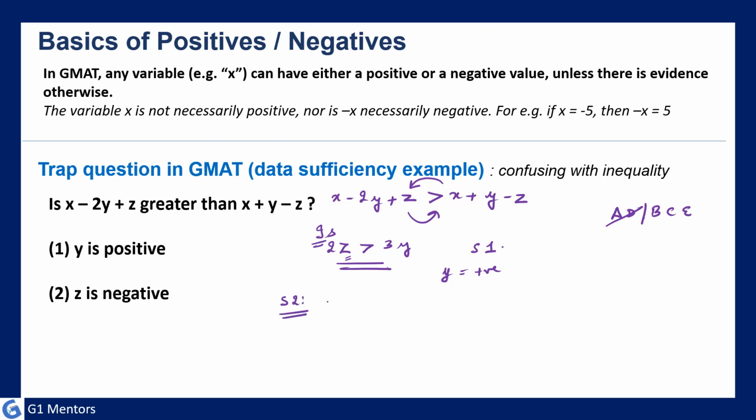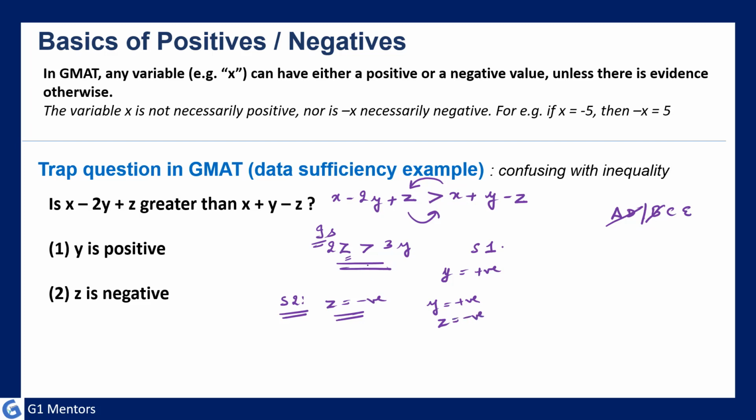Statement 2 alone says z is negative. Again, it does not say anything about y. So statement 2 alone is also not sufficient to answer the question. Now let's combine statement 1 and 2. Statements 1 and 2 combined say y is positive and z is negative.